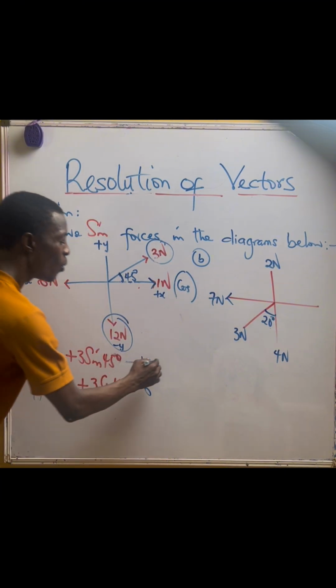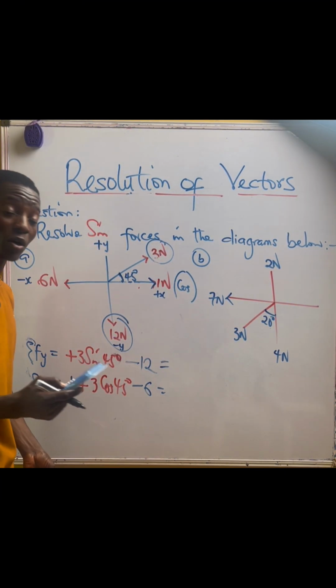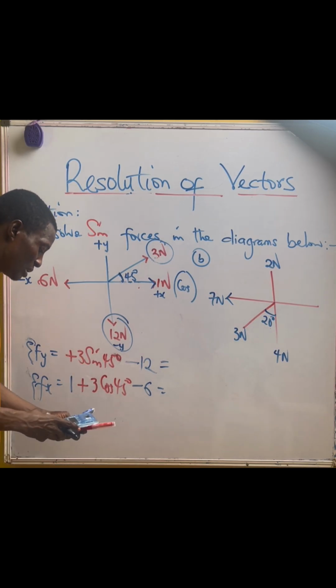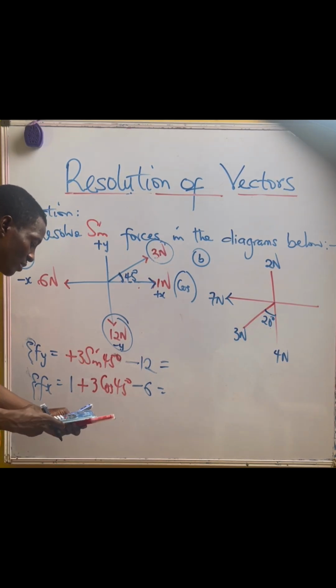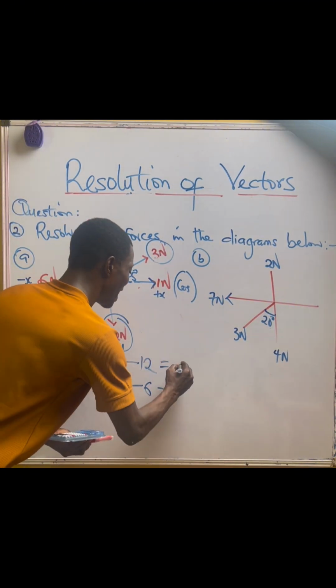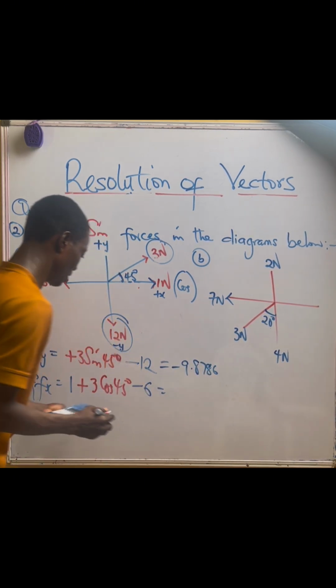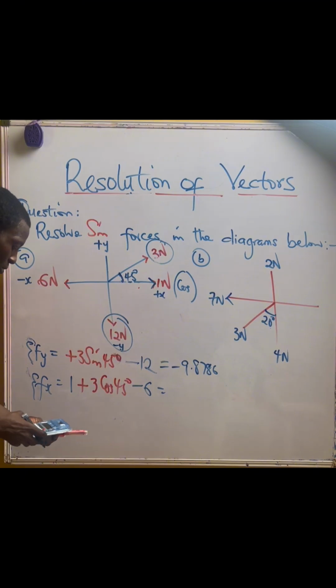Okay. Now, what do you do after getting these values? What you do is you pick up your calculator, press 3 sine 45. That will give you 2.1213 minus 12. This will give you minus 9.8786. This would also give you 1 plus 3 cos 45, minus 6.